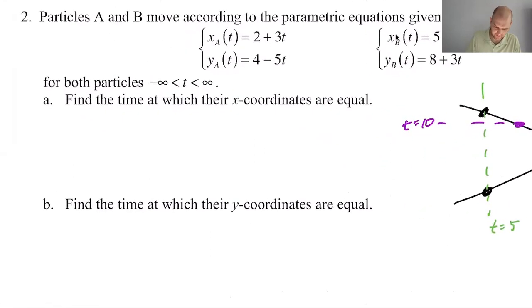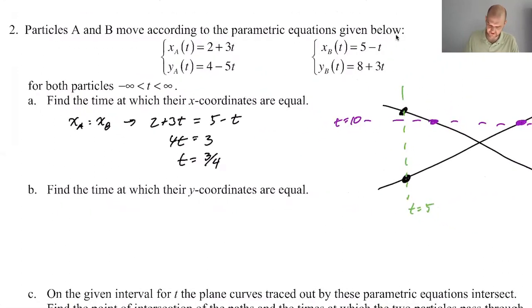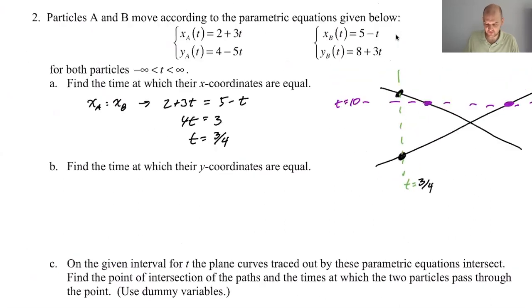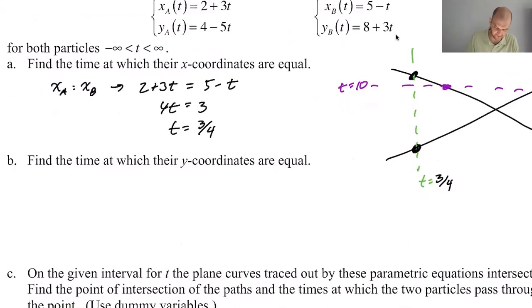So I'm actually just going to say x of A should equal x of B. So this will give me 2 plus 3t equals 5 minus t. 4t is 3, so t is 3/4. So that's the time at which their x's are equal. So let's update this and say this is at 3/4. Let's find the time at which their y's are equal. If the time at which their y's are equal is also 3/4, then they actually collide. And they collide. There's nothing really more to say about that.